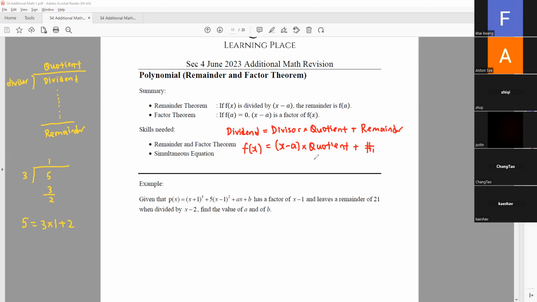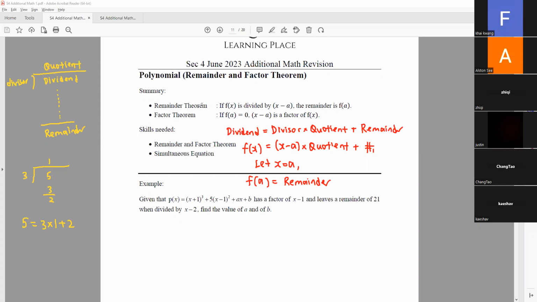And what we always want to get rid of, the irritating thing, is this quotient. So how do I get rid of this quotient? I just let x become a. So when you let x become a, this becomes f(a). This becomes 0. 0 times quotient will be 0, plus remainder. So this is how remainder theorem comes about. The remainder is actually equal to f(a). Why f(a)? Because we let x be a so that this thing becomes 0, so 0 times quotient will disappear.